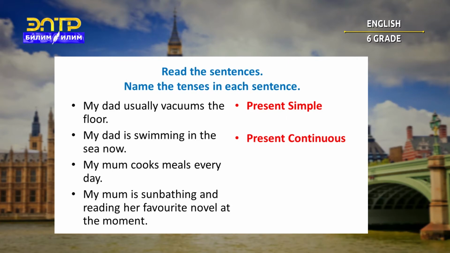Sentence number 3. My mom cooks meals every day. This is present simple. It's a repeated action. It happens every day. Sentence number 4. My mom is sunbathing and reading her favorite novel at the moment. This is present continuous. It's an action that's happening at the moment.